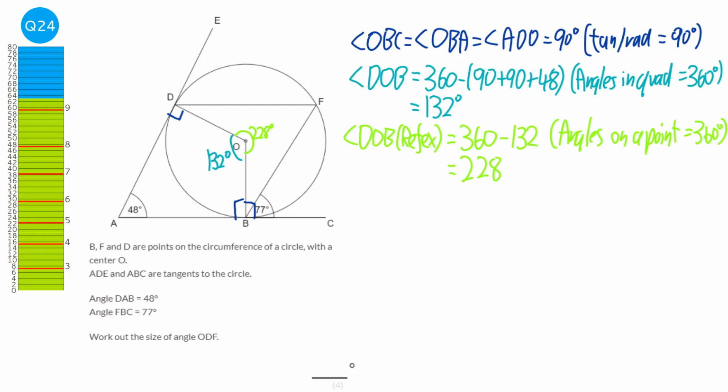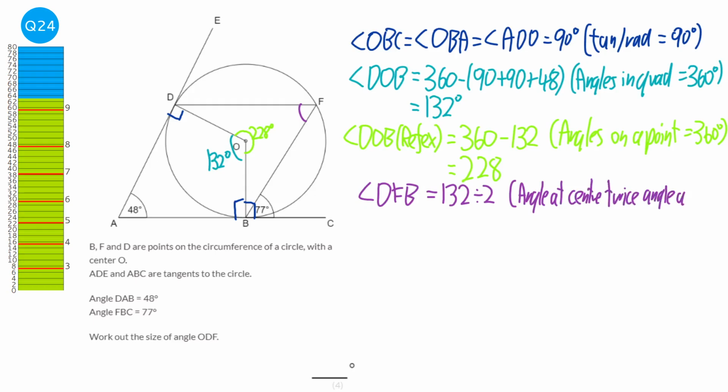Now we can also use the circle theorem to work out this one, because we've got an angle at the centre and an angle at the circumference, and the angle at the centre is twice the angle at the circumference. So angle DFB is going to be 132 divided by 2. Angle at centre twice angle at circumference. Okay, so when we halve 132, that's 66 degrees. We should really put degrees on these.